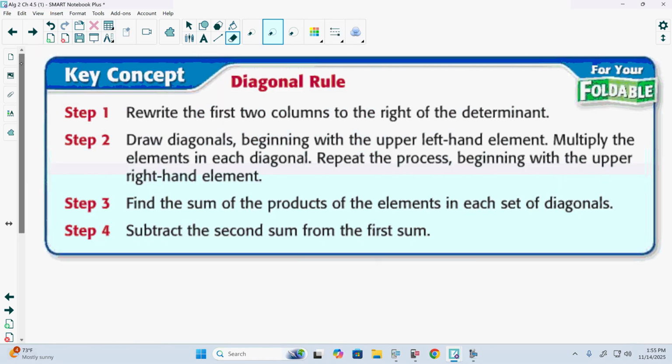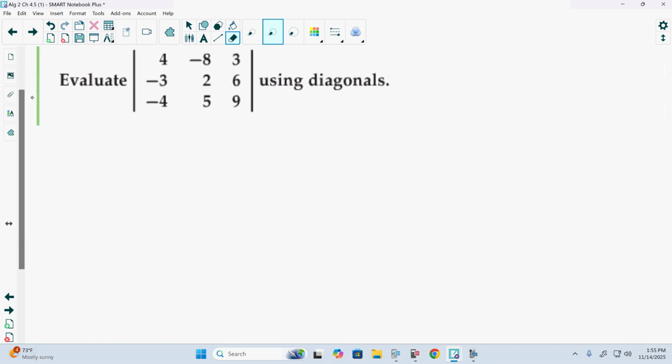Now, 2 by 2s are nice. One diagonal, one diagonal. 3 by 3s, we can still get a determinant, but we have a few more steps. Now, I will say this, we cannot take a determinant of a non-square matrix. So if it's a 2 by 3, we cannot have a determinant of it. It has to be square. The dimensions have to be the same. Now, we have ways to do it.